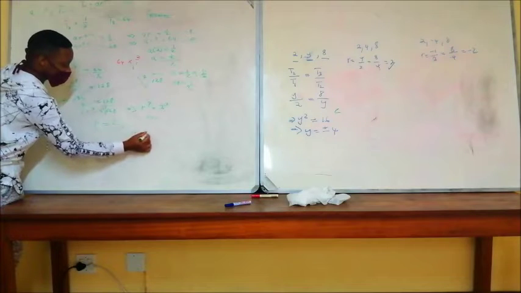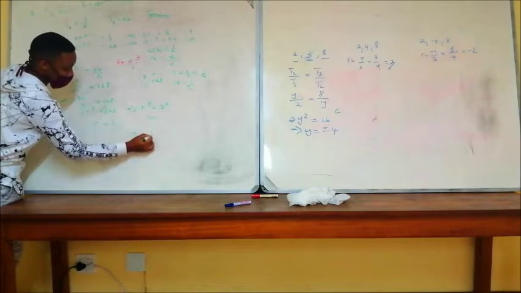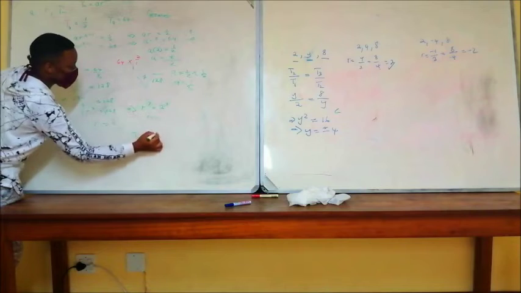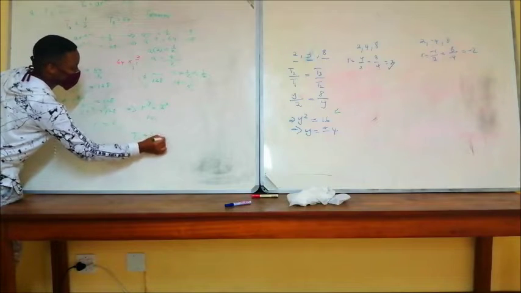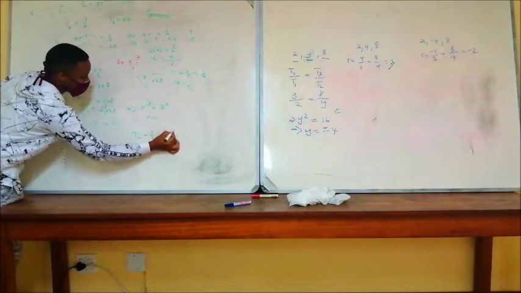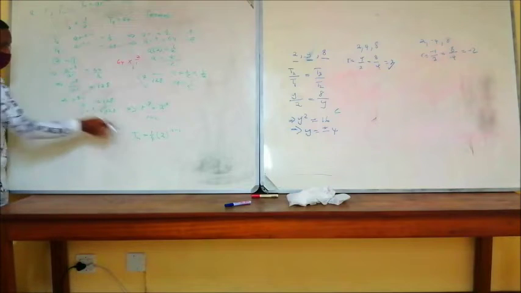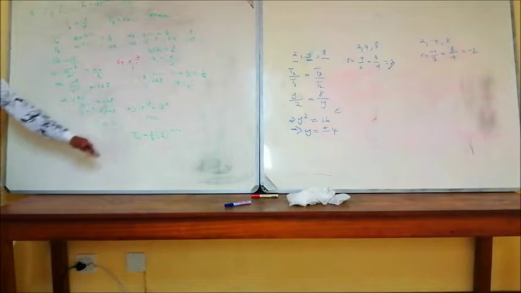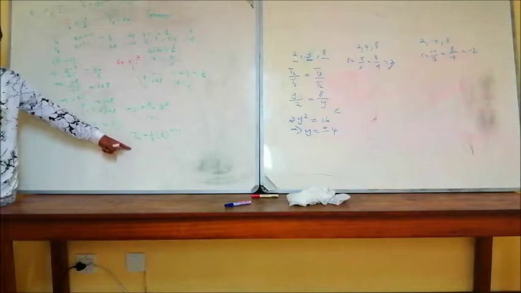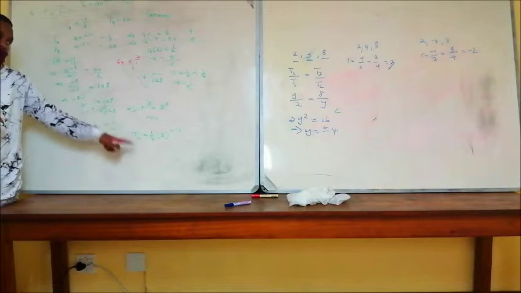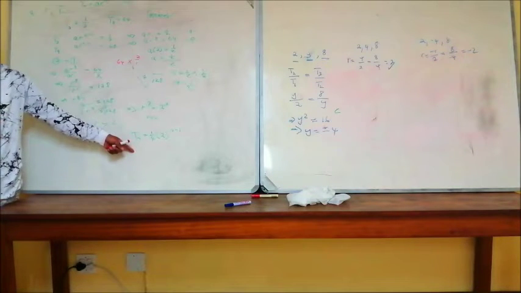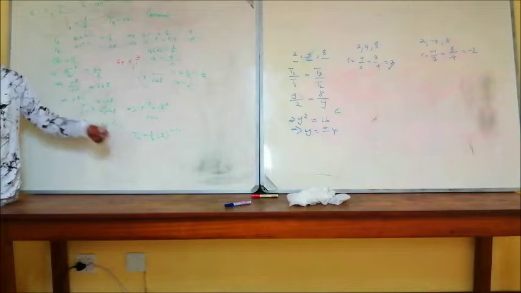Tn is equal to a. What is a? 1 over 4. What is r? 2 to the power n minus 1. So you can leave your answer there. But take note, guys, that this is not the most simplified version of this answer. Do you know that?